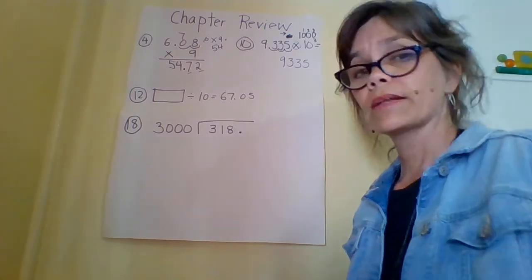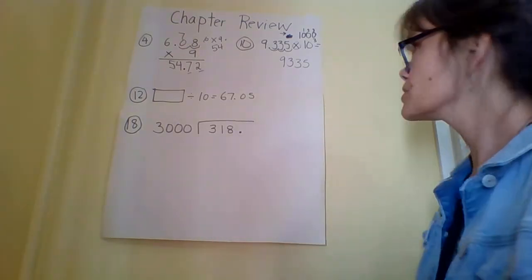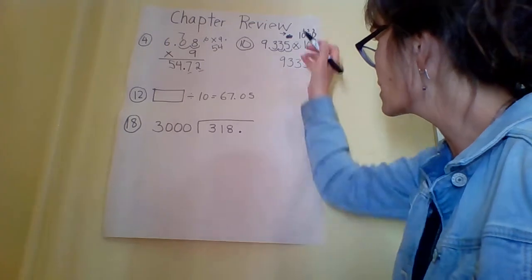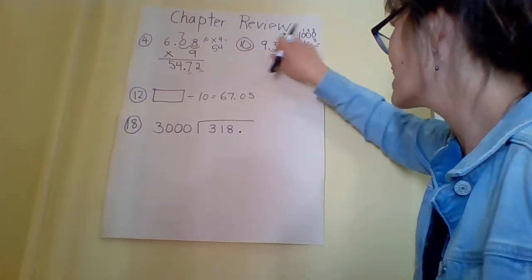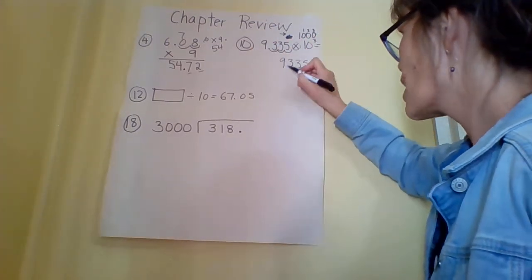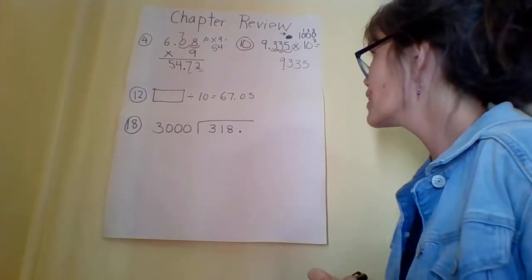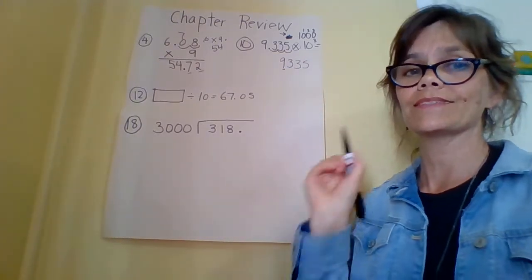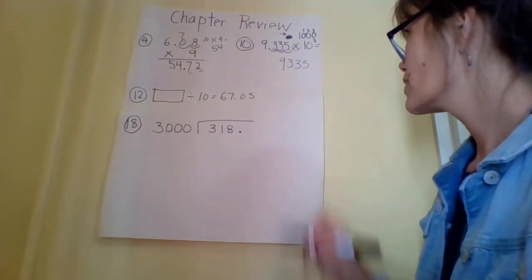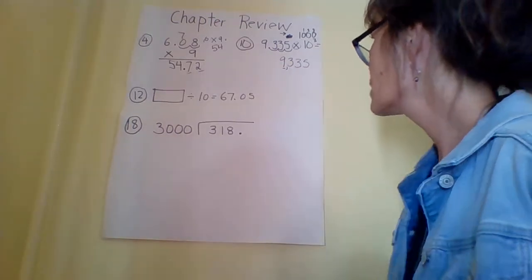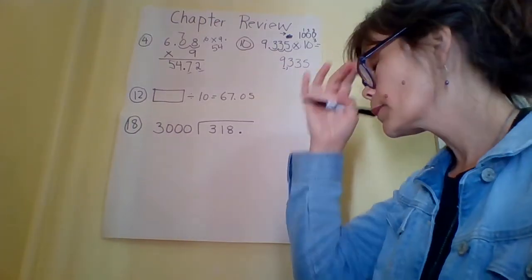9,335. And as a quick estimate to check if that makes sense, I'm going to just say, well, 9 times 1,000 is 9,000. So do I have a 9 in the thousands place? Yes, I do. So I think that one is looking pretty good.